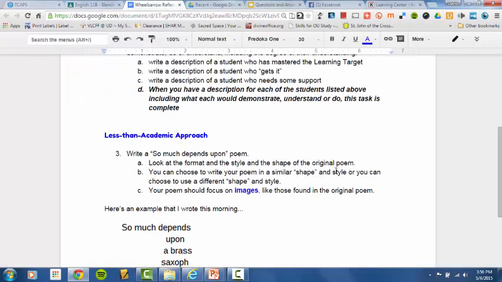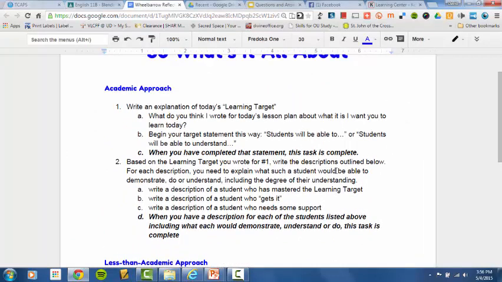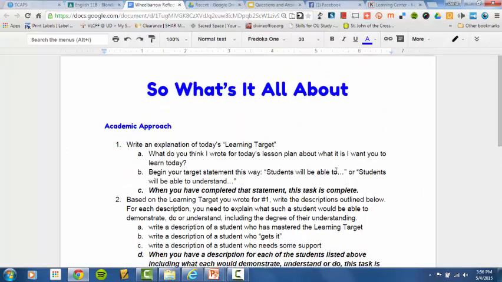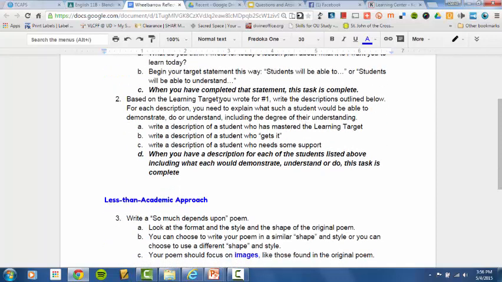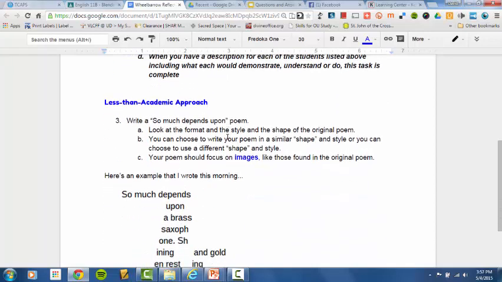Okay. So the first bit that you're going to do on Google Classroom is explaining the learning target from today, which I did not tell you. I expect you to be able to come up with it. You can read your instructions there. And the second is to write out descriptions of students who mastered that target, or who get it but haven't mastered it, and somebody who needs support. Again, read the descriptions. If you need extra support on that, see me in class.